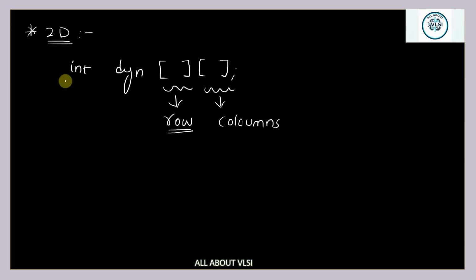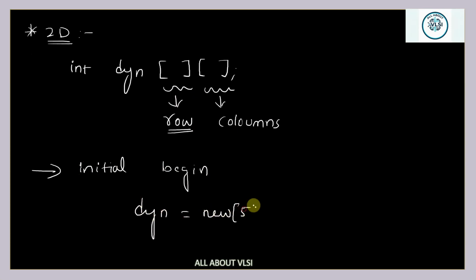So basically, the first dimension is saying the number of rows, and the second dimension is saying the number of columns. Now, if we want to create the memory for this 2D dynamic array, within an initial beginning block, during the runtime only, I'm going to create the memory for this dynamic array. So within an initial beginning block, I'm going to write dyn is equal to new of, let's say, 5. If I write dyn is equal to new of 5, then I'm mentioning the dimension, or the number of rows. I'm basically creating the memory for rows. I'm mentioning there will be 5 rows.